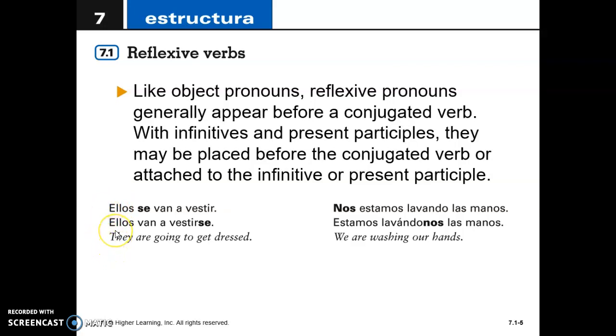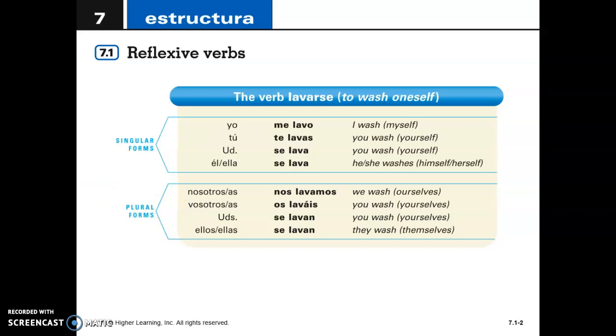But you also have the option to say ellos van a vestirse and then put the se at the end of the verb. Now this is not going to happen all the time. This is only when we are using infinitives and present participles, okay? So that's why I'm telling you that it is just better for you for now to keep in mind how to do it this way.